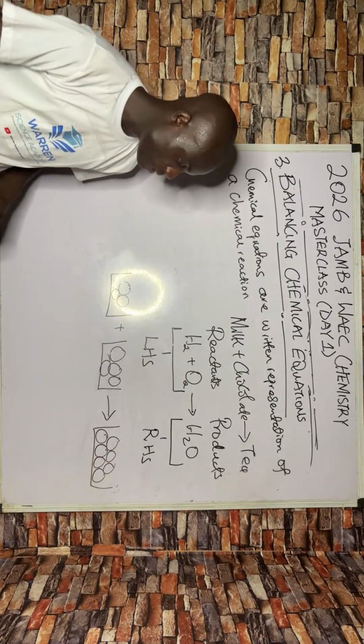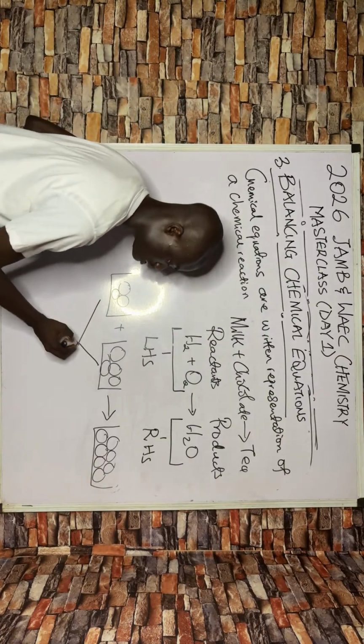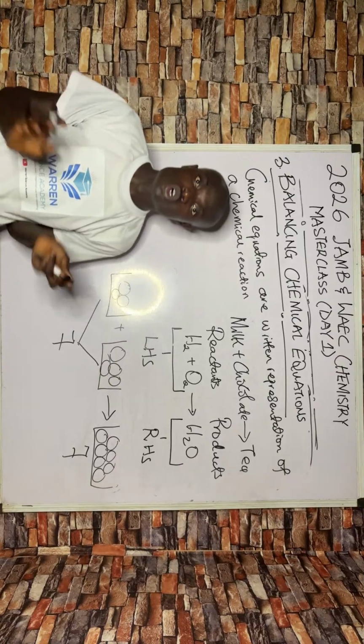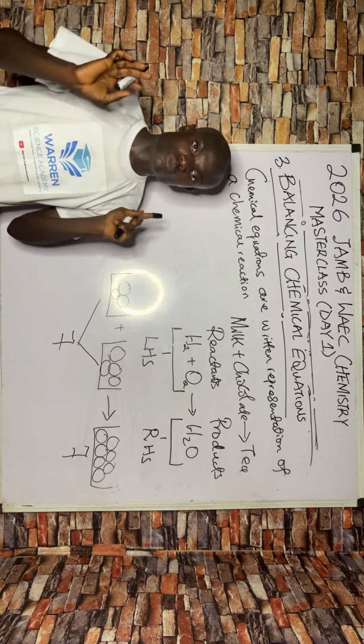So what does that mean? I have 7 oranges on this side, and then I have 7. I can therefore see that it's equal. Nothing should be missing, nothing should be lost.